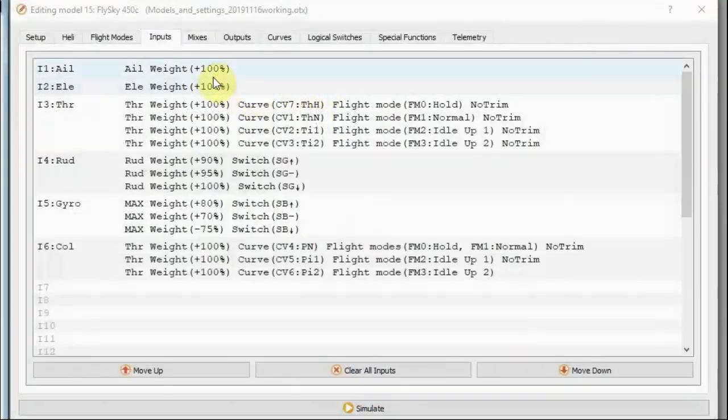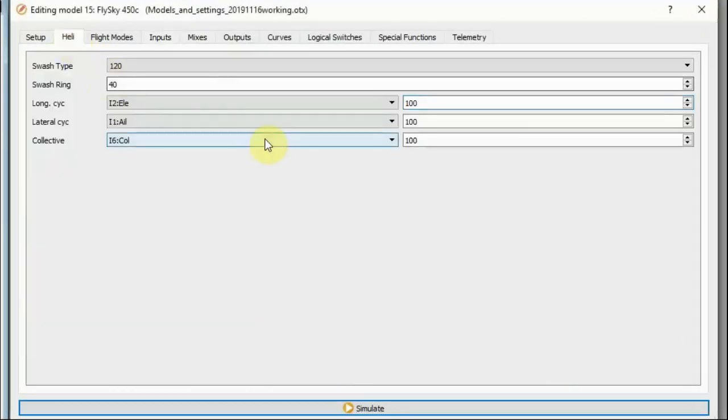Or you can just not put rates in and be content to only have switchable rate on the rudder, in which case if you want to vary the rate of your cyclic, you're going to have to land and change the actual programming by changing the rate in here.